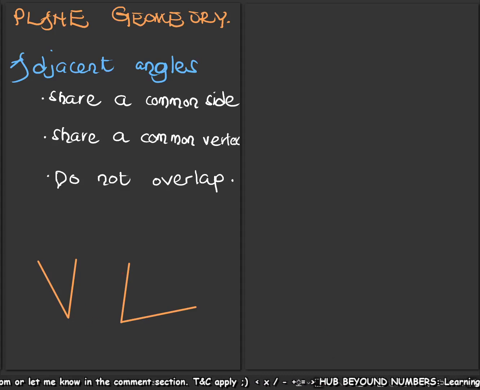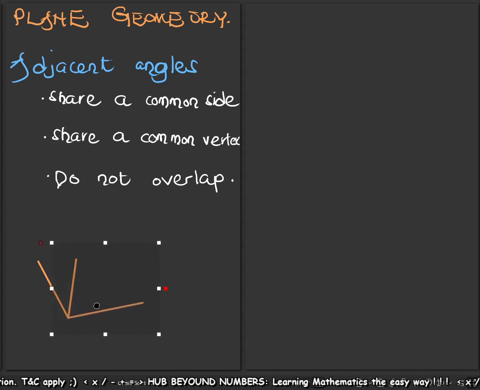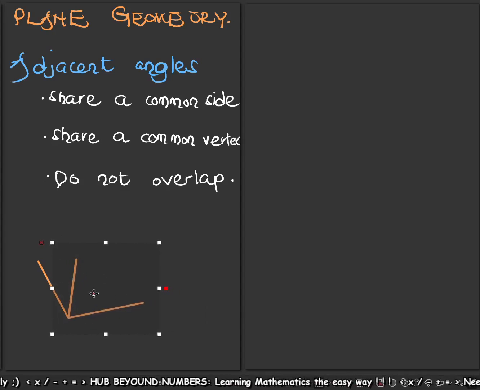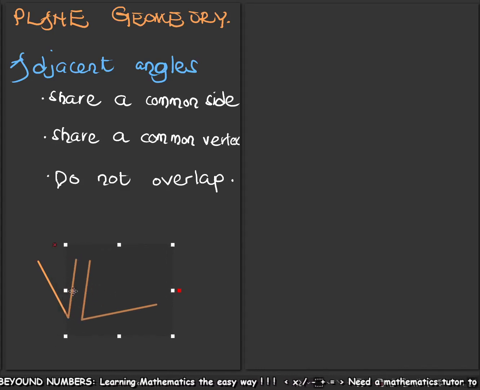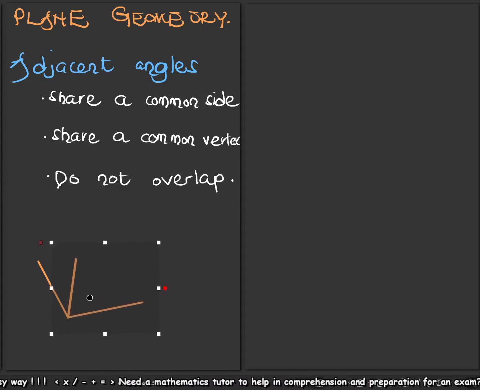But if we want to make these two angles look adjacent, then it should be something like this. So this being our first angle, this being our second one, they are sharing a common side. Instead of these two individual sides they have, they are going to share a common side, something like this. And they also have a common vertex, as you can see over here. That is what makes them adjacent.